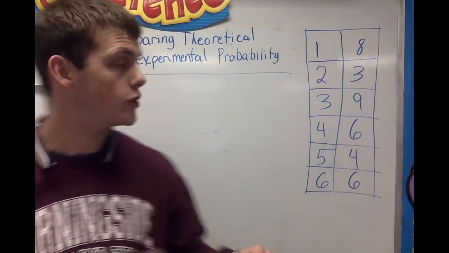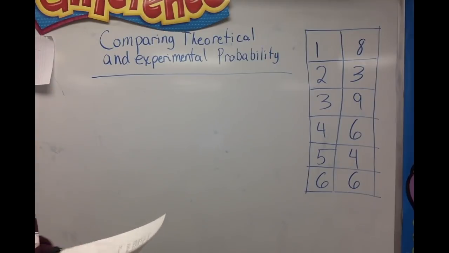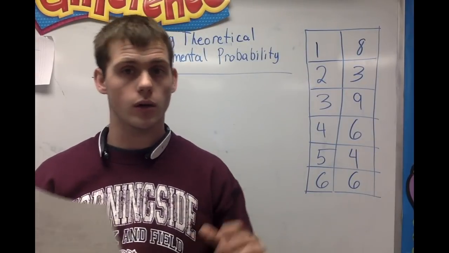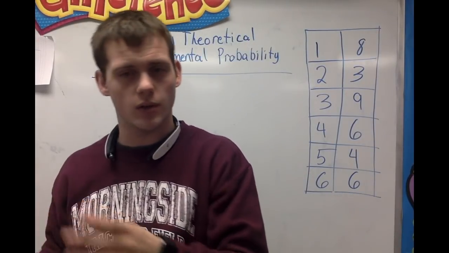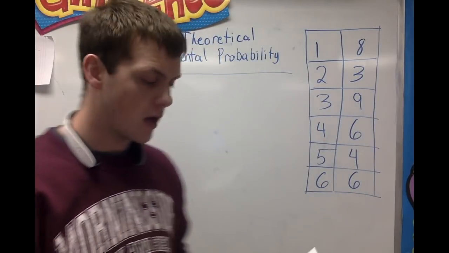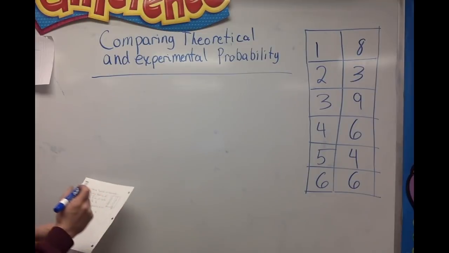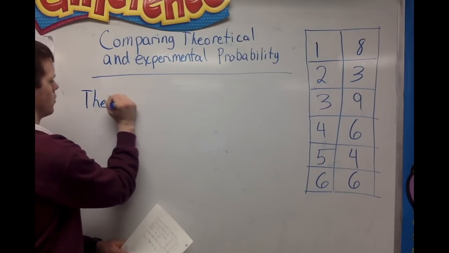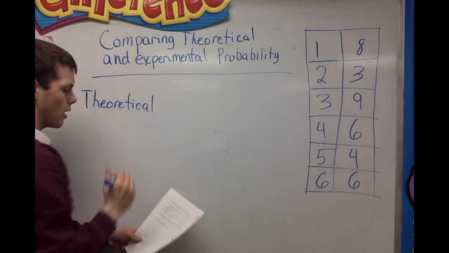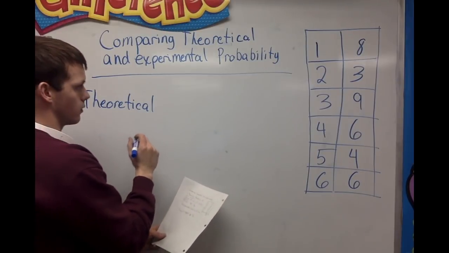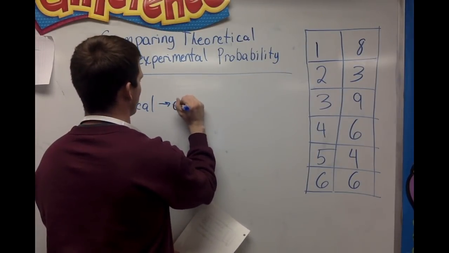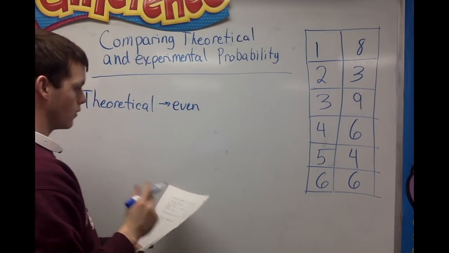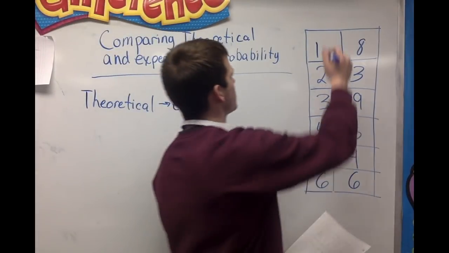So now we're going to compare theoretical and experimental probability. I'm guessing you're a little bit confused on what's theoretical, what's experimental. So hopefully this helps. What we're going to start with is the theoretical probability of an even number. The way we find that is, let's say we rolled a dice.